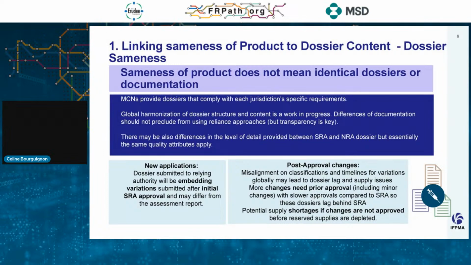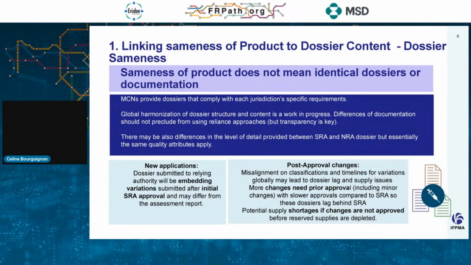There might also be differences in the level of detail provided between a stringent regulatory authority and the NRA dossier, but the same quality attributes would apply. If I take two illustrative examples, new applications, dossiers submitted to relying authorities will be embedding variations that are submitted after the initial SRA approval, and they may even differ from the original assessment report that has been agreed by the reference authority. Those differences should be flagged, and we should be transparent and provide justification on why they've been happening.